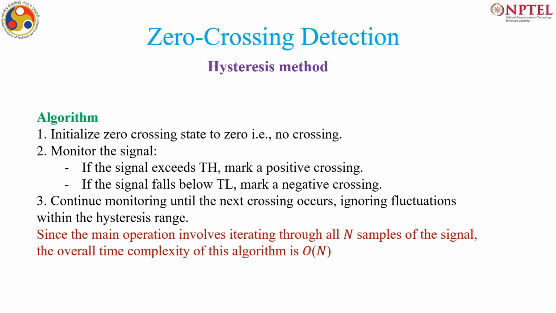So, the algorithm is, first I will assign the zero crossing state to 0, that means initially there are no zero crossings, and then we will check whether the signal exceeds the high threshold, which is a mark of a positive crossing, and if the signal falls below the lower threshold, then it is a sign of a negative zero crossing, and then we will just check for the conditions like in the dot product case. And again this is O of n complexity, because we are just comparing each sample against the thresholds. Possibly you are having two comparisons for each sample, for the high threshold and for the low threshold.